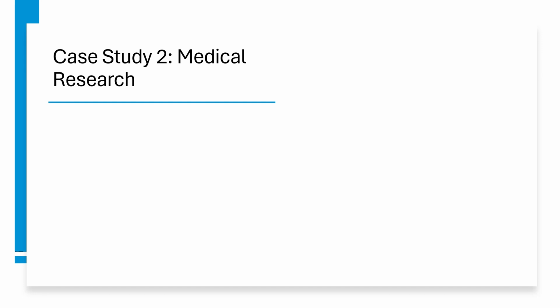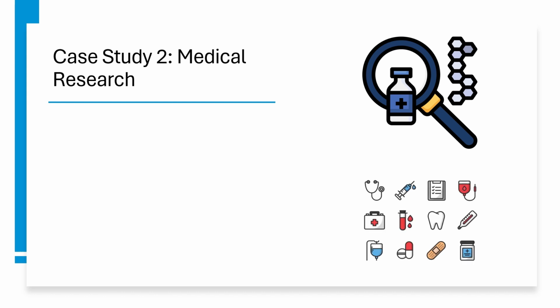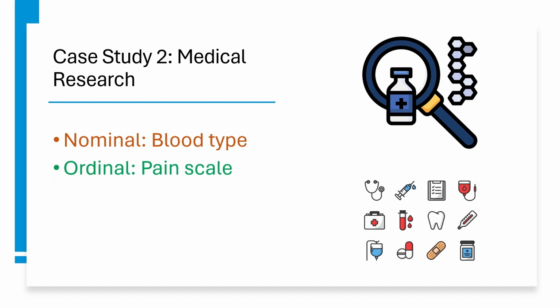In medical research, different levels of measurement are used to collect and analyze data. For instance, nominal data includes blood type, which categorizes patients into groups like A, B, AB, and O. Ordinal data might involve a pain scale, where patients rate their pain as mild, moderate, or severe. This helps doctors understand the intensity of the pain, but does not measure the exact difference between levels.